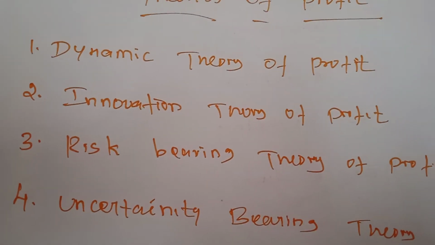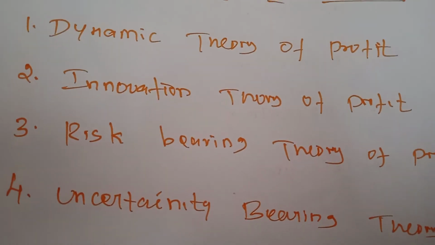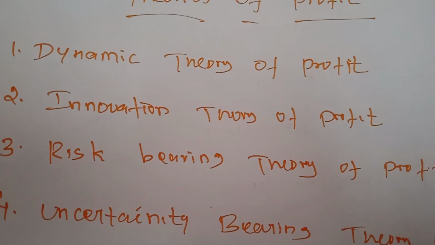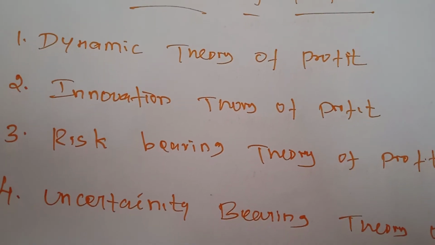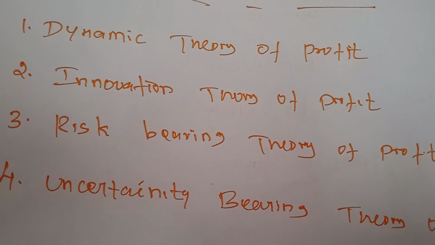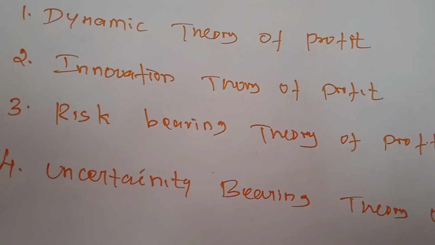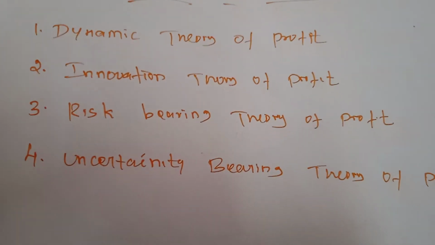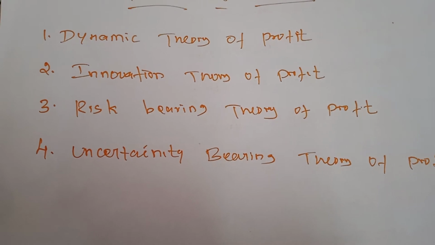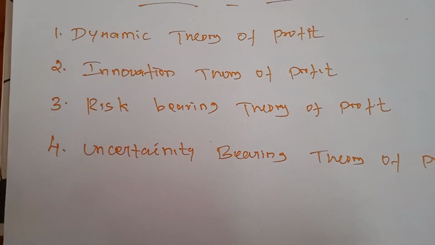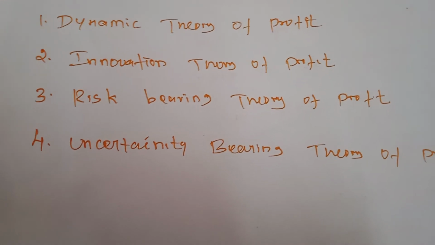This dynamic theory was proposed by the American economist J.B. Clark in 1900. According to him, profit is the difference between the price and the cost of production of the commodity. Whenever there is more difference between the price and the cost of production, the entrepreneur can get more profit.